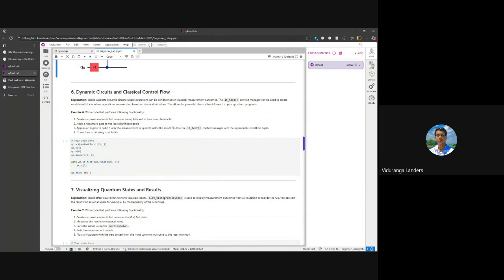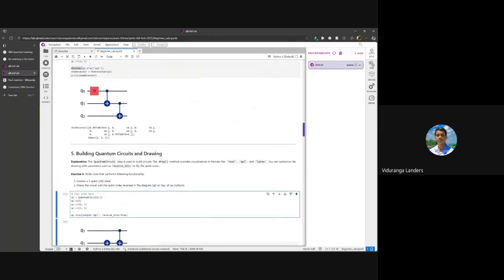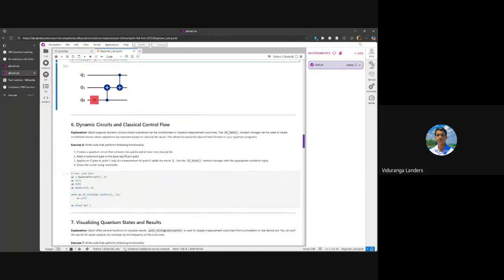Now we are moving on to something a bit advanced compared to what we have learned so far. We are looking at dynamic circuits and classical control flow. If you are familiar with classical computing, and most of you are, you should know that there are control flows or control functionalities like if, else, while, and all these loops and stuff.